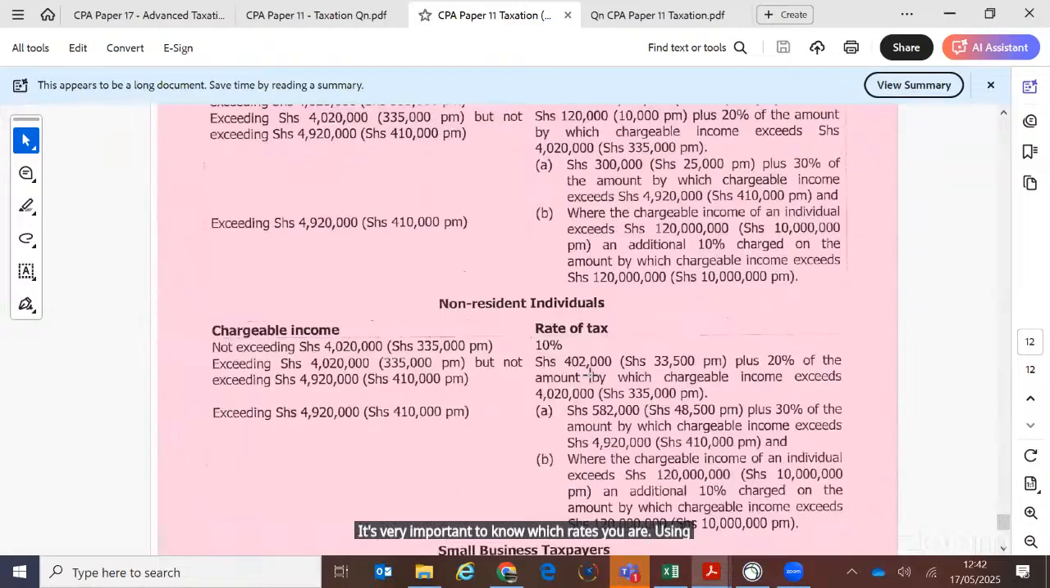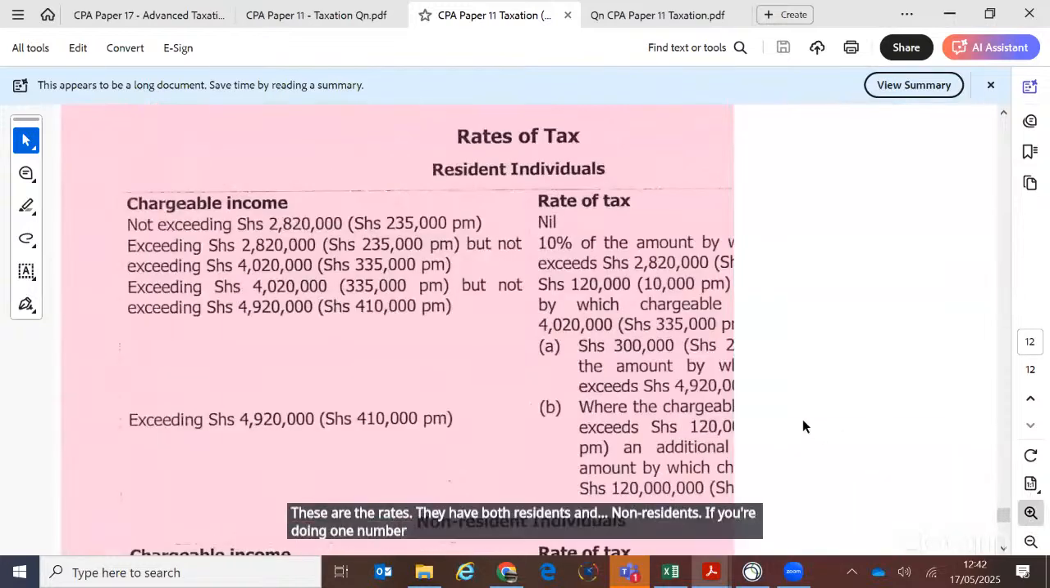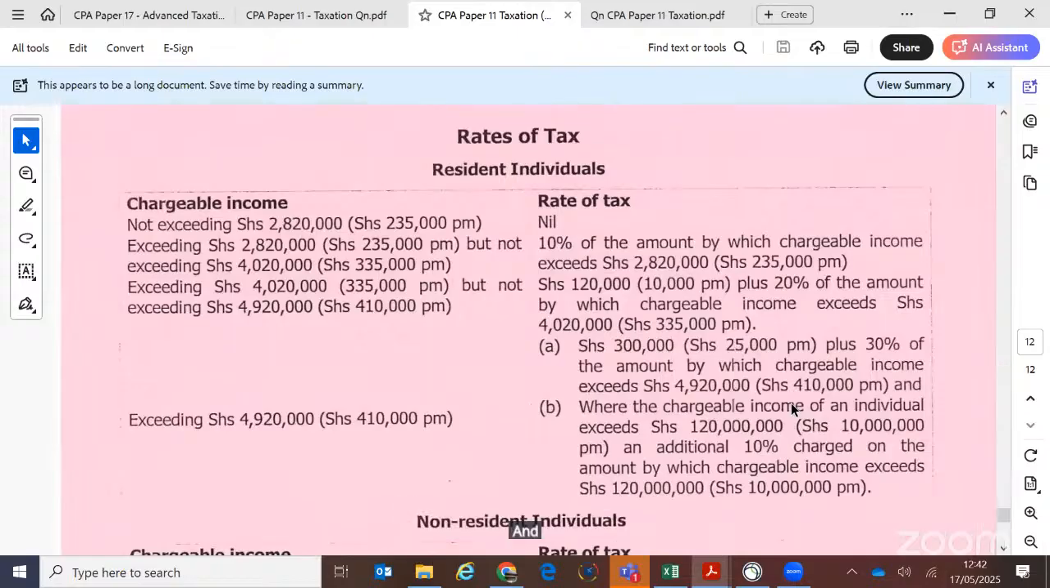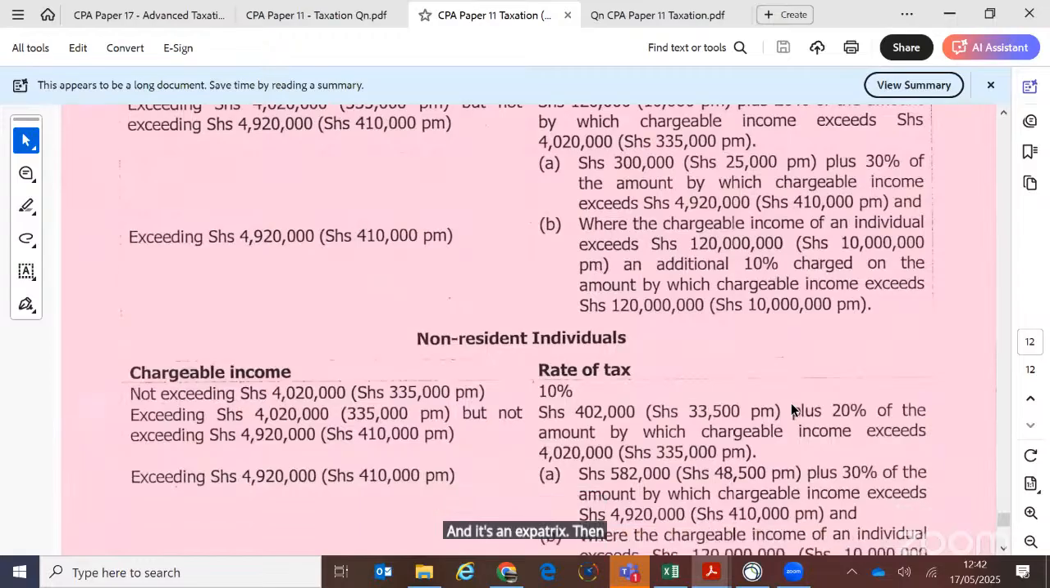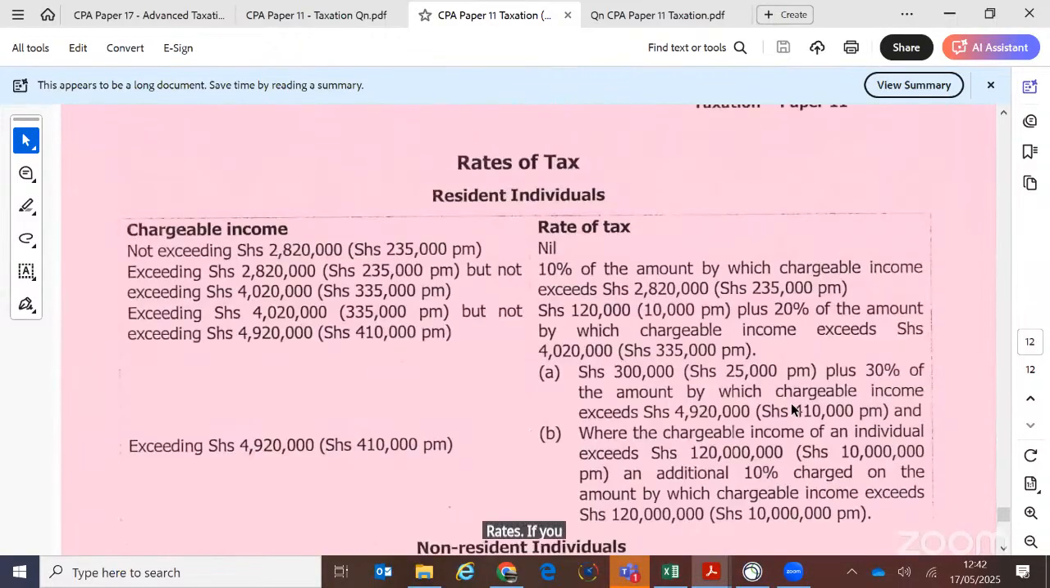For example, these are the rates. They have both residents and non-residents. If you're doing one number that is for an employee who has been in employment for 1 month and it's an expatriate, then you're going to use the non-resident rates. If you're doing an annual, then don't bother with the non-resident rates. You're going to use the resident rates. And largely speaking, you're going to be using the last band.